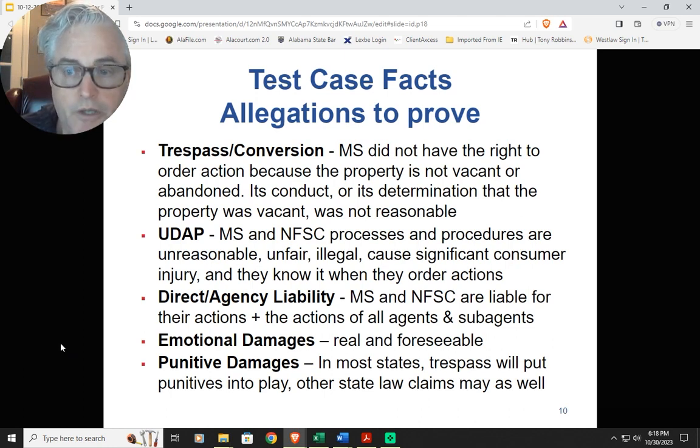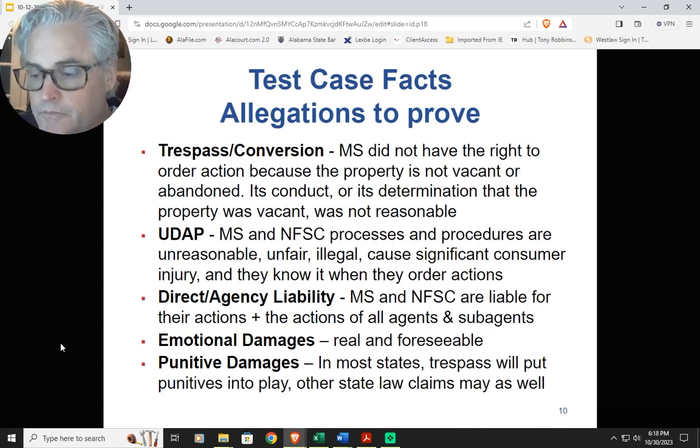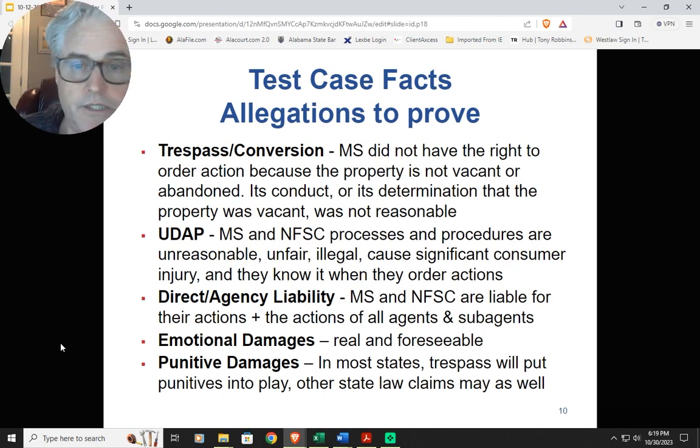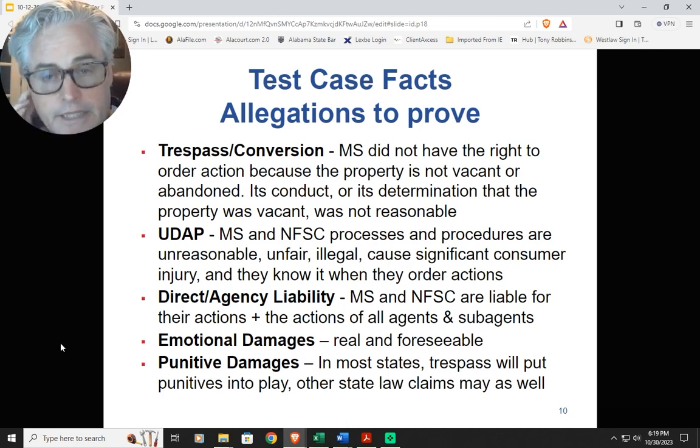Basically the determination of vacancy being unreasonable. At the end of the day, that becomes more of a jury issue because if the trespass occurred, it's relatively strict liability unless it was excused, and it's usually not excused in this scenario. But focus on proving through your discovery and testimony that there were lots of ways they could have found out that the property was not vacant or abandoned, including just having a conversation with the borrower that they were talking to every day about loss mitigation or foreclosure or their bankruptcy or something.